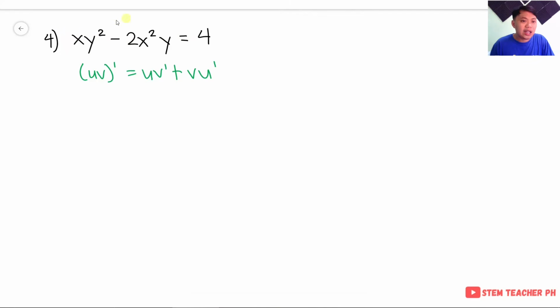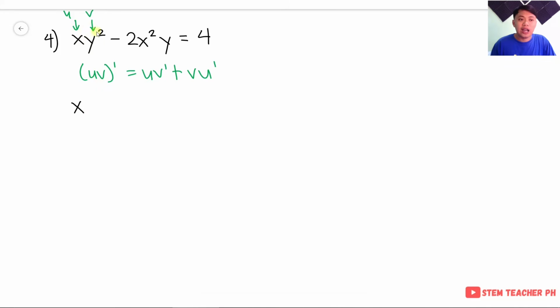Ganun yung gagawin natin for our two terms here. Let's start with xy squared. Hayaan natin na tong x ang unang function, tapos yung y squared, this is our second function. Then applying product rule, we copy the first, so we have x times derivative of the second.